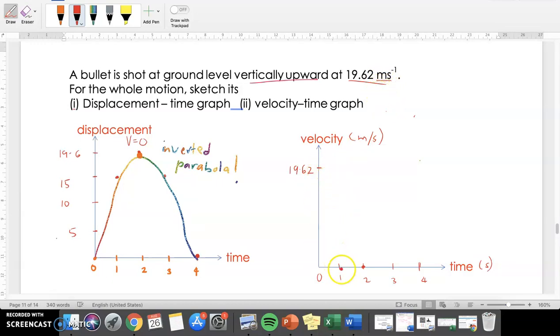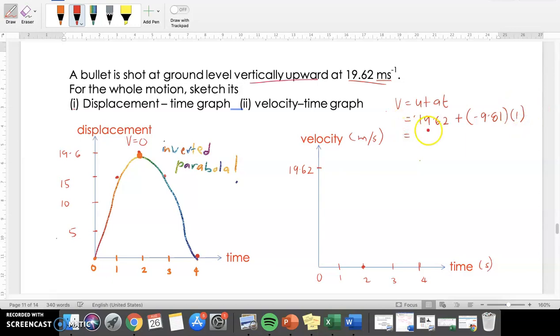And then at time 1, we don't know what it is. And then time 3, we don't know. And time 4, we don't know. We only have this information because we already learned this part. V equals to 0 at the maximum height, which happened at time equals to 2 seconds. Okay, I'm going to try to do this quickly. So equation for velocity is V equals to U plus AT. Okay, and we have this 19.62 plus our acceleration is 9.81 due to gravity. And let's find out what happens at time 1.